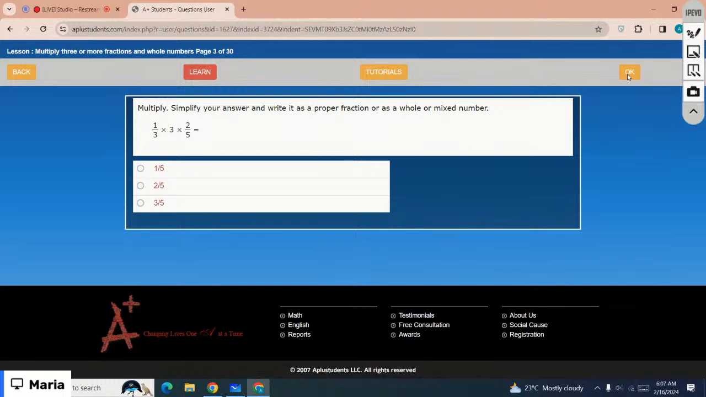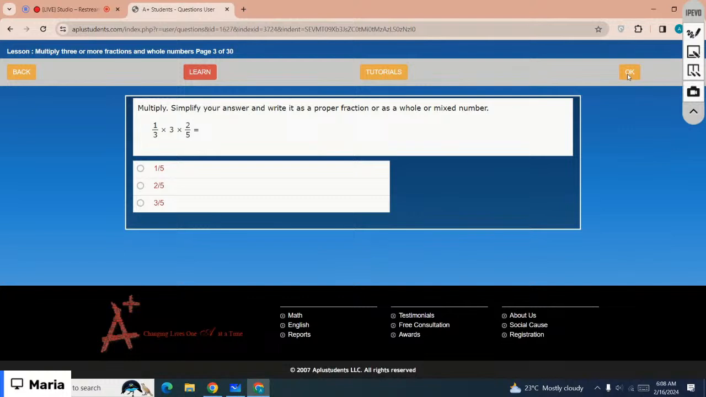Which is the correct option? 1 by 3 times 2 over 5. The correct option is, which is the correct option? No one is answering.